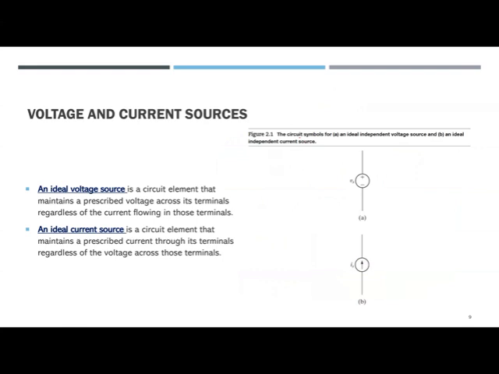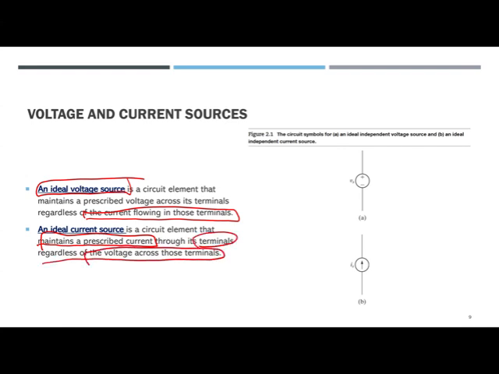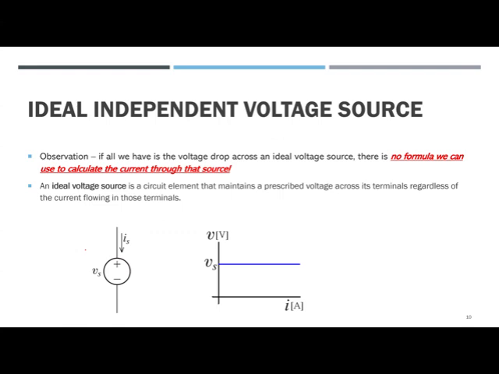We have two different sources, the ideal voltage source and the ideal current source. The ideal voltage source is a circuit element that maintains a prescribed voltage across its terminals regardless of the current flowing through those terminals. Even though the current increases or decreases, the voltage stays the same, constant. How about the ideal current source? That is a circuit element that maintains a prescribed current through its terminals regardless of the voltage across the terminals.